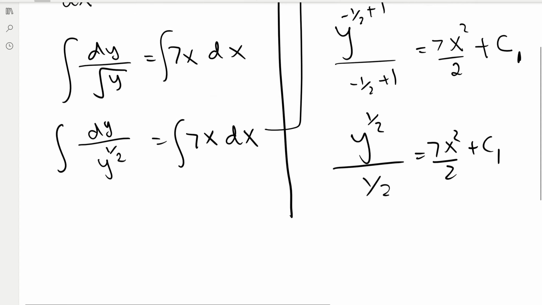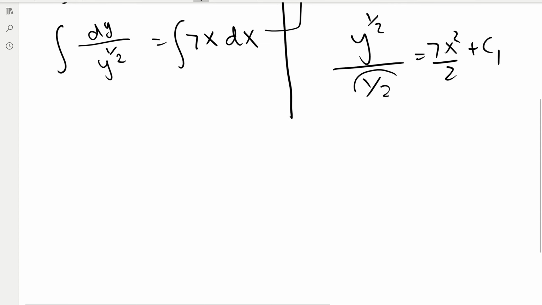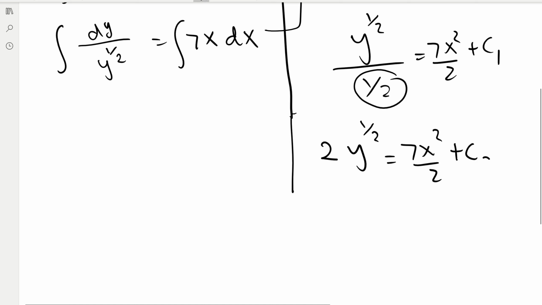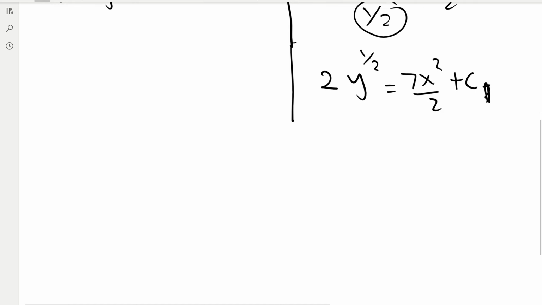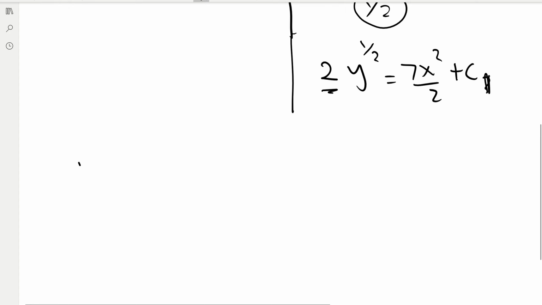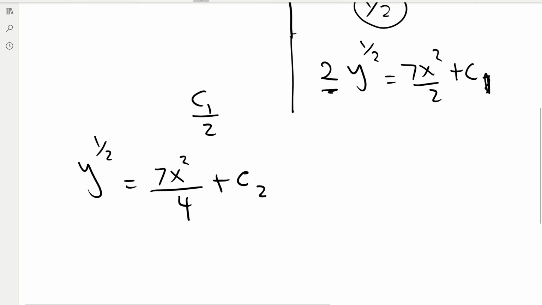So from here on, it's all about simplification. If you divide by half, dividing by half is the same as multiplying by 2, right? You take the reciprocal multiplication. So it's 2y to the half equals 7x squared over 2 plus c1. Now to write the explicit solution, we can divide the right hand side by 2. Each term divided by 2, you get 7x squared over 4 plus c1 over 2. Let's call it c2, another arbitrary constant.